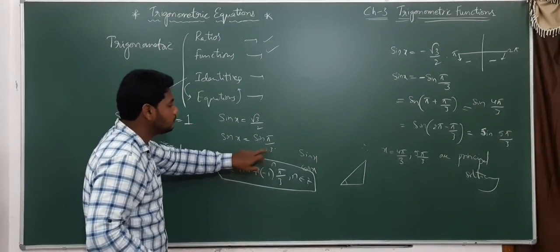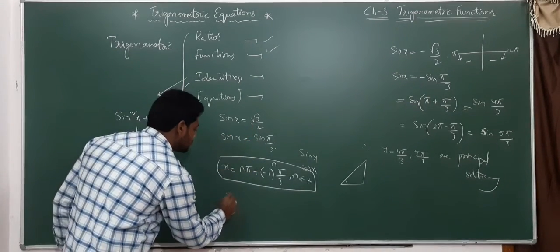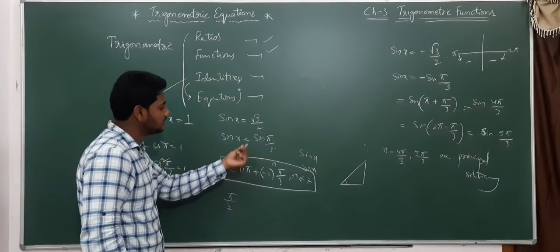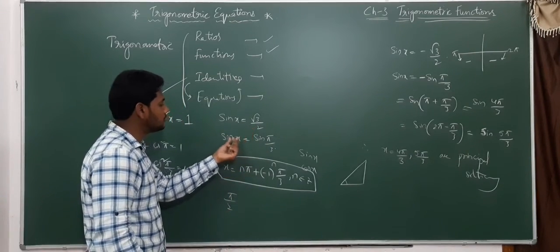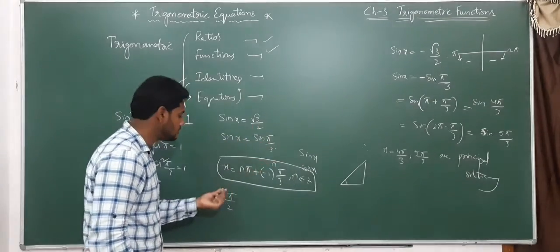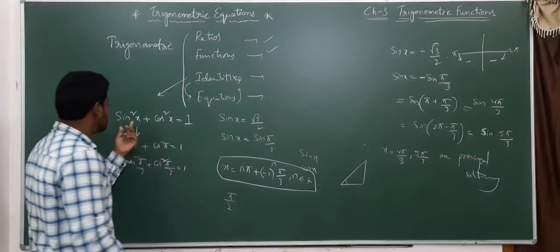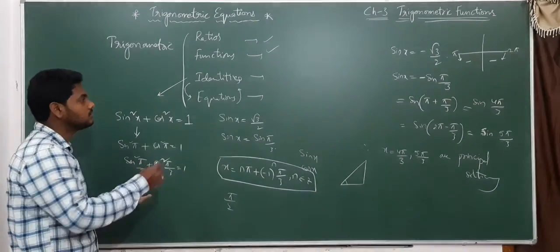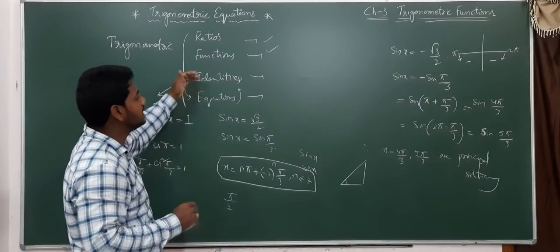Like pi by 3 it will satisfy, but pi by 2 it won't satisfy. Are you understanding? Sin x equal to root 3 by 2 means sin x equal to sin pi by 3 only, not sin pi by 2. But in an identity, in place of x you can substitute pi by 3, pi by 2, whatever it may be. So that was the difference between identities and equations.